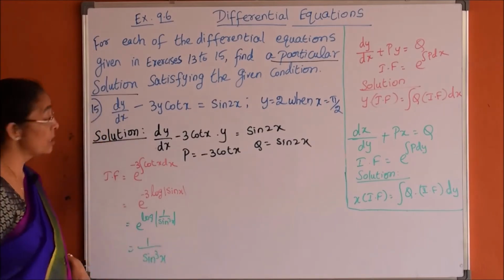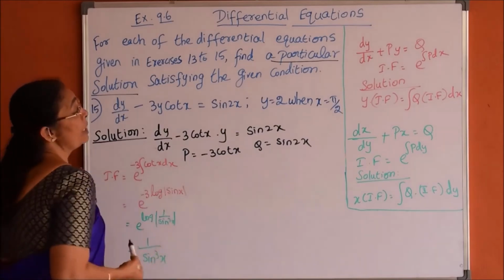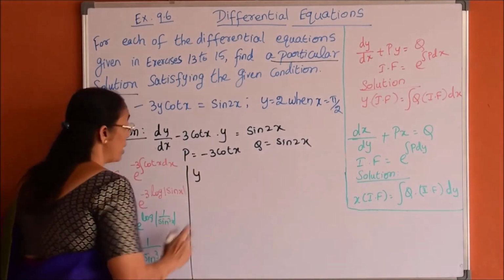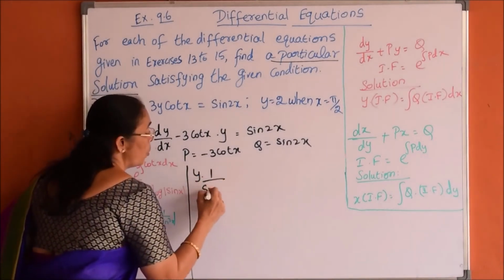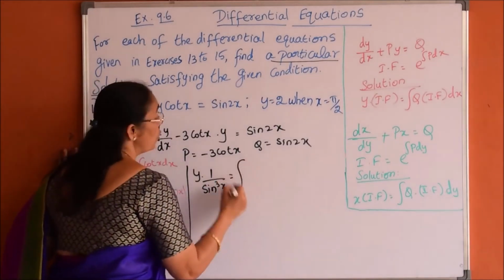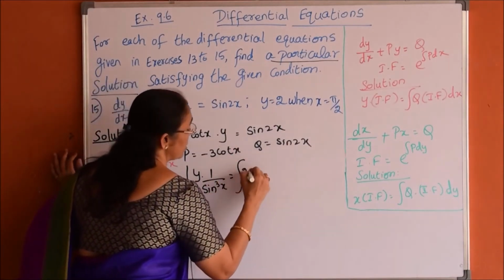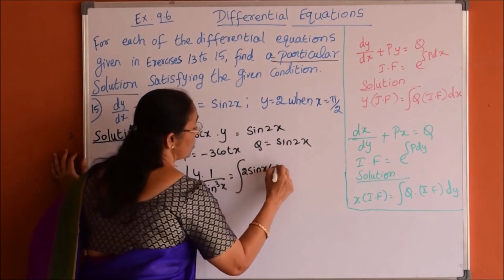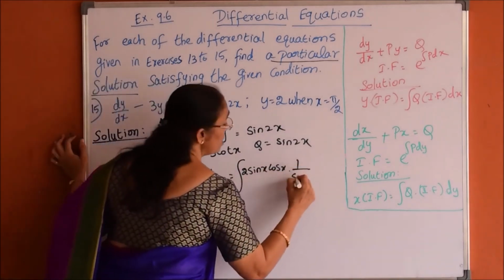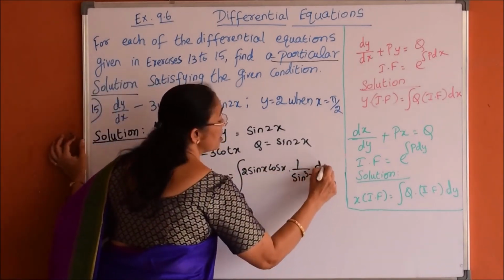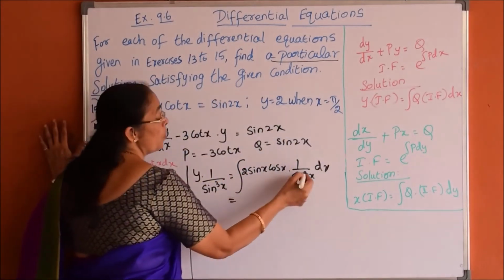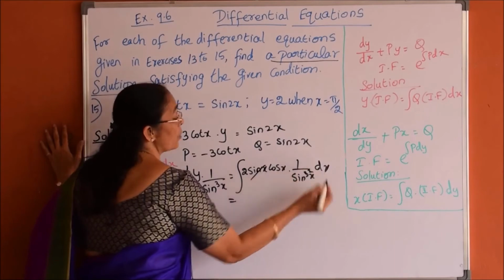Now the solution is y into integrating factor. We got 1 by sin cube of x. Y into 1 by sin cube x is equal to integration of q function, sin 2x. I can write it as 2 sin x cos x also, into integrating factor, which is 1 by sin cube x dx. To simplify, I have written sin 2x as 2 sin x cos x. So 1 sin x will get cancelled. This is sin square x now.